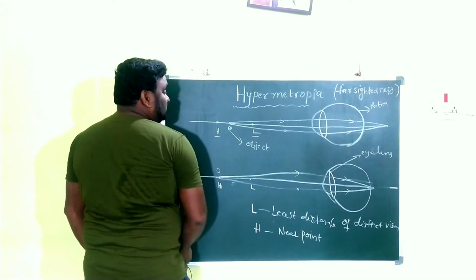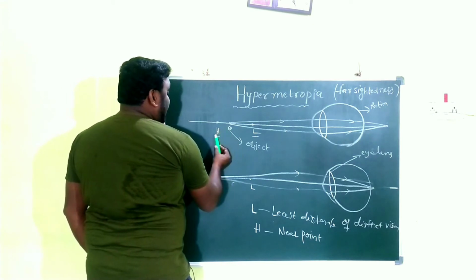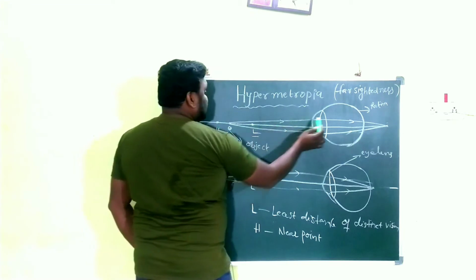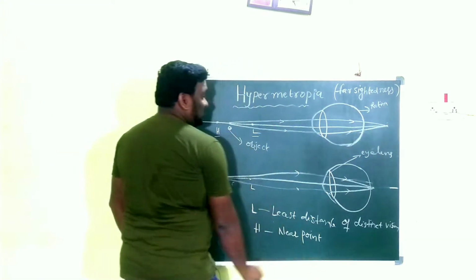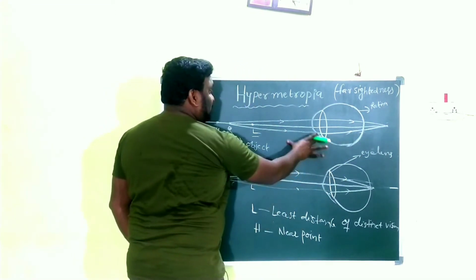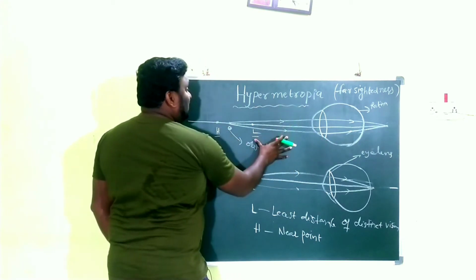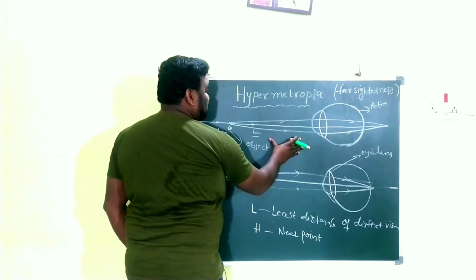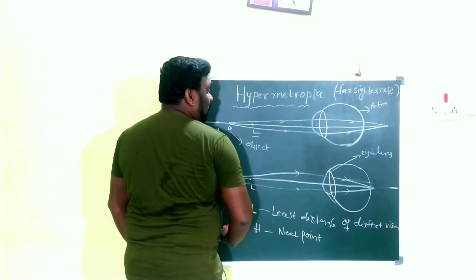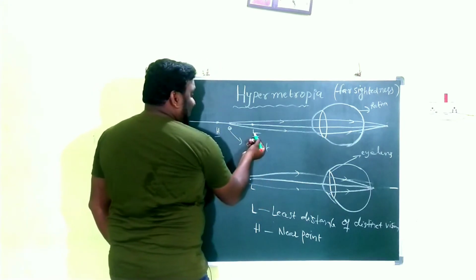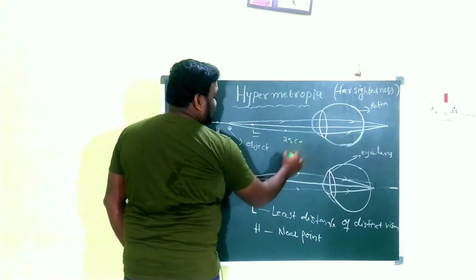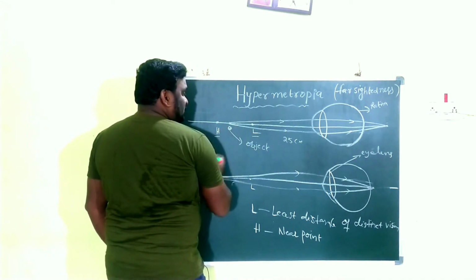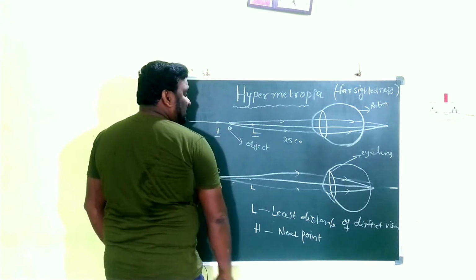But in this case, what you observe is, when the object lies between H and L, the eye lens can form the image behind the retina. So this is the reason for hypermetropia. When the people are suffering with hypermetropia, if they want to see the near object, here, L is the value, we know that. What is that? 25 centimeters. L is 25 centimeters. Just nearer to it, so that means here 30, 40 like that.